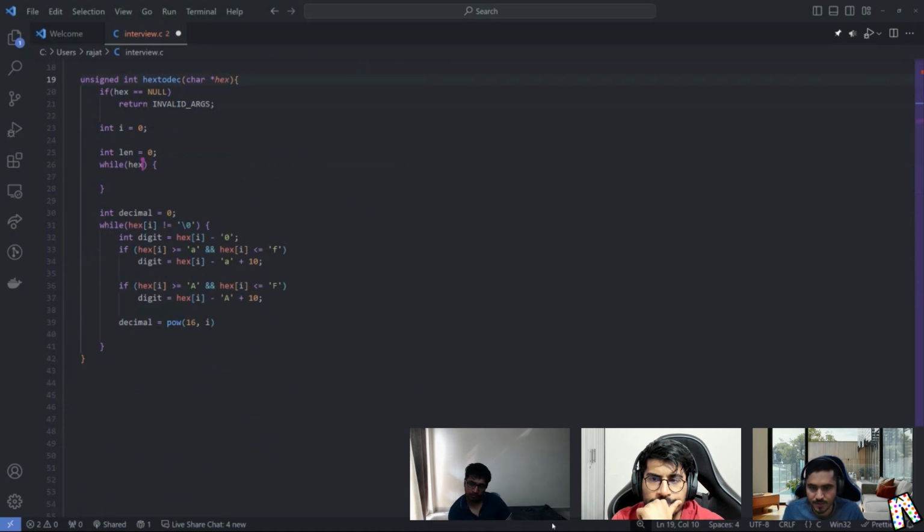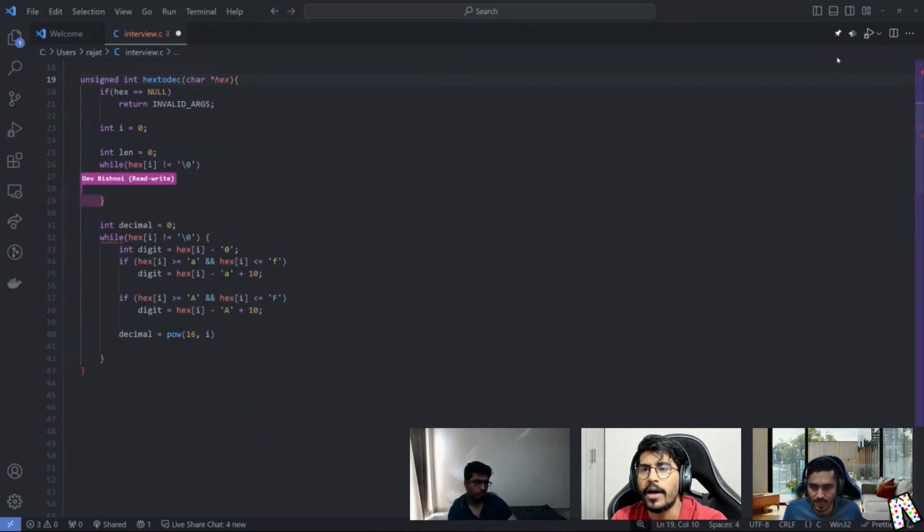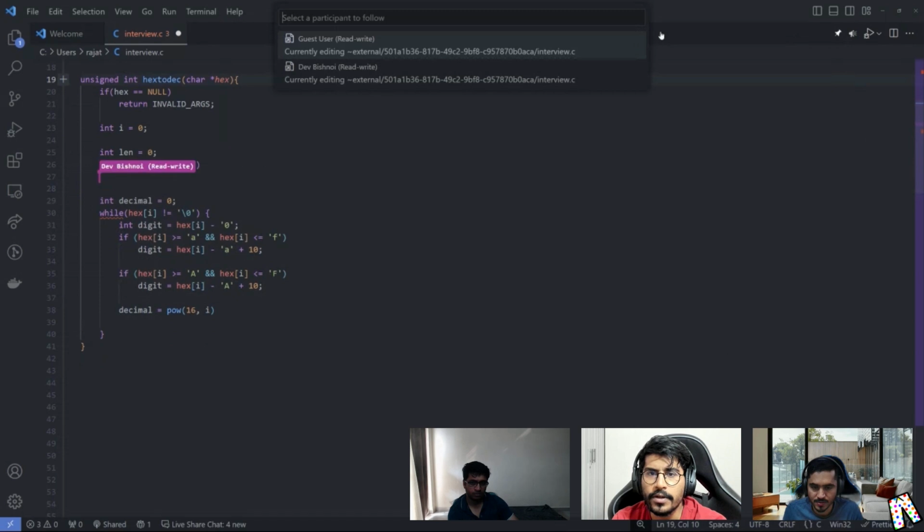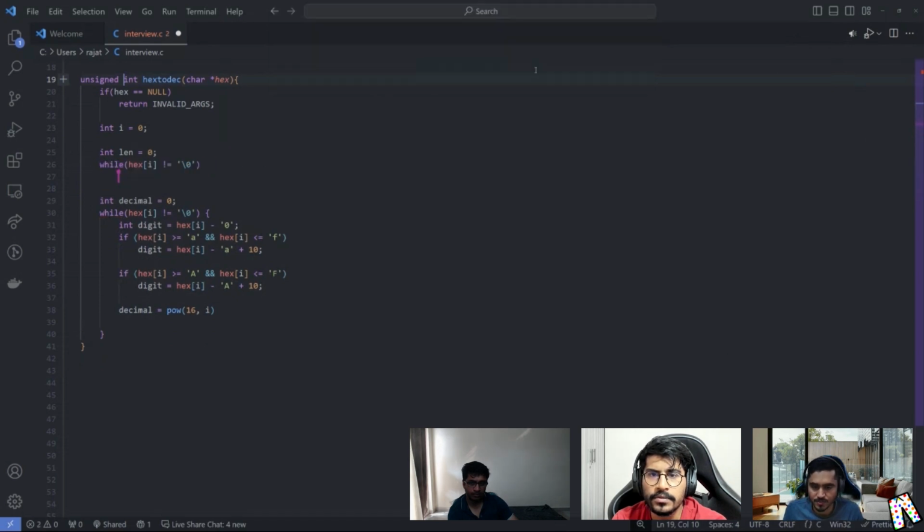So while hex I is not equal to, let's say, 0, then I'll keep counting. Are you seeing me typing something? Yes, I'm typing something at the beginning, at line number 27. Now I think it reflected. Okay, so length plus plus. So I'm typically calculating the length here.